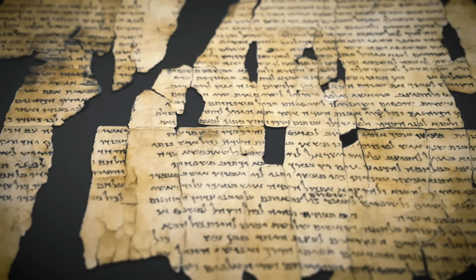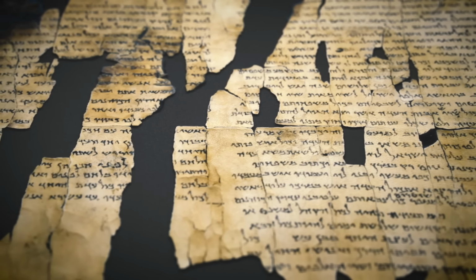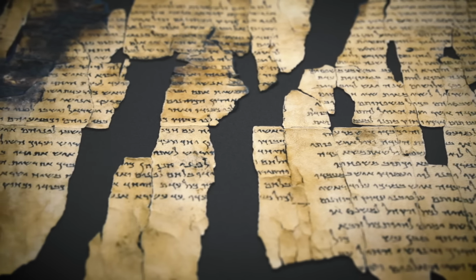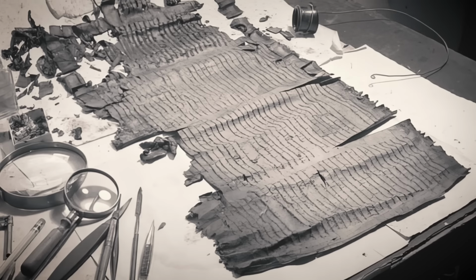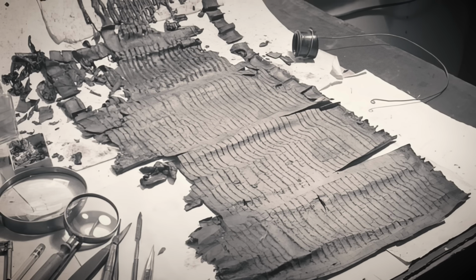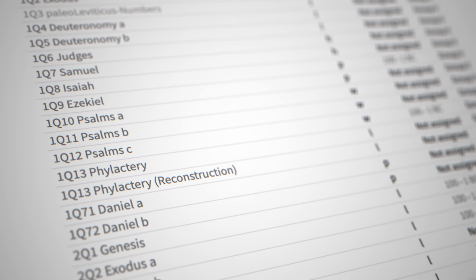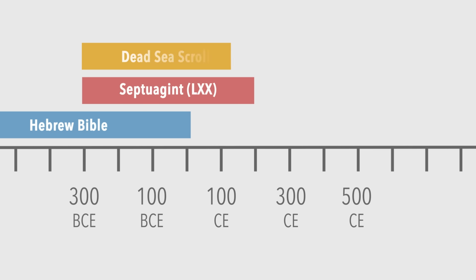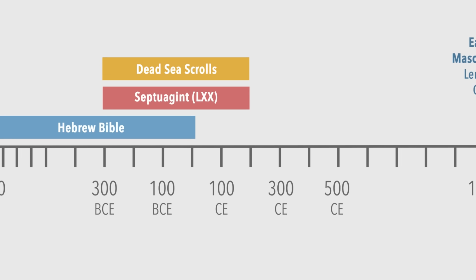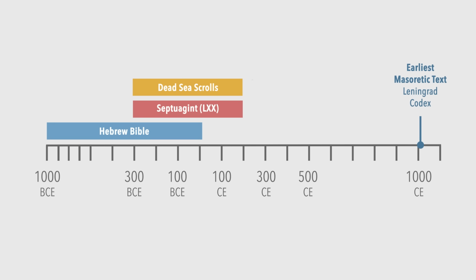Around 900 unique items were found as scrolls or fragments of parchment, and over 200 of them were biblical texts. What's more, they found fragments from every book of the Bible, well, except for Esther. The scrolls dated to between the 3rd century BCE and the 1st century CE, making them over 1,000 years older than our earliest copies of the Masoretic Text, which is our oldest complete copy of the Hebrew Bible.